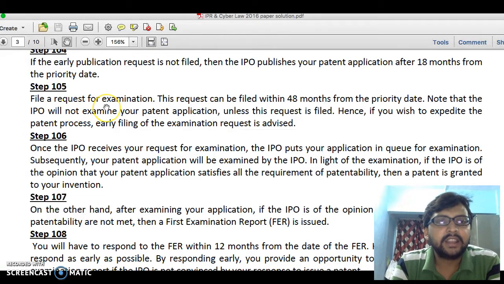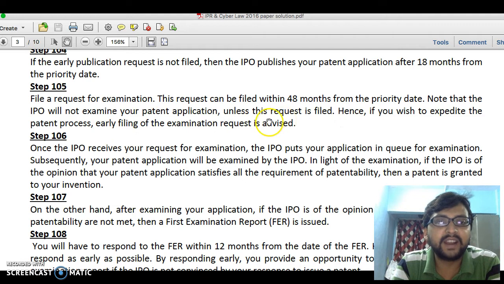The same way they are going to examine your idea. We are going to use this idea in a public domain, so it should not happen that your idea might hamper or affect the environment or people in any way. So we should have proper examination. This request can be filed within 48 months from the priority date. Priority date means date of registration.